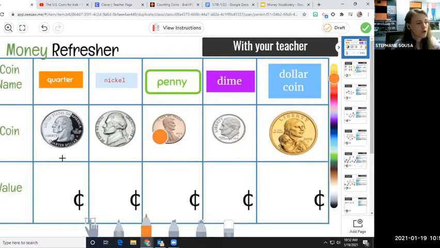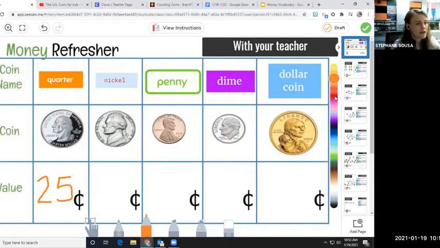Our quarter, 25 cents, big and bold. You're worth 25, I'm told. Okay, our quarter is worth 25 cents.